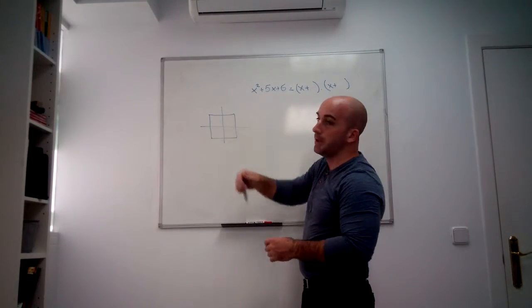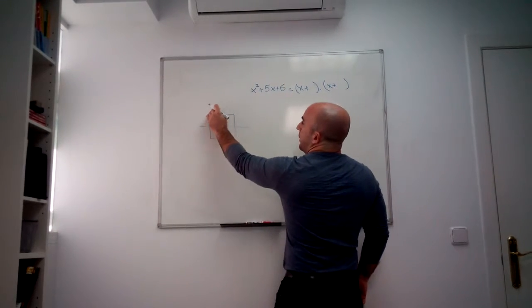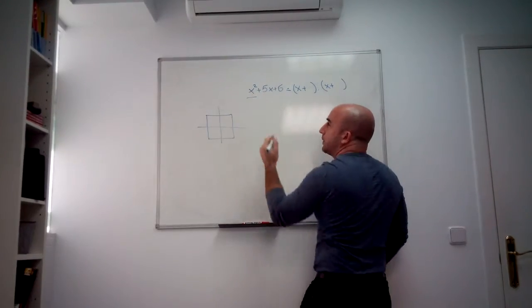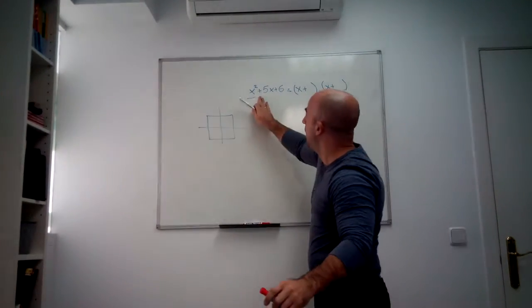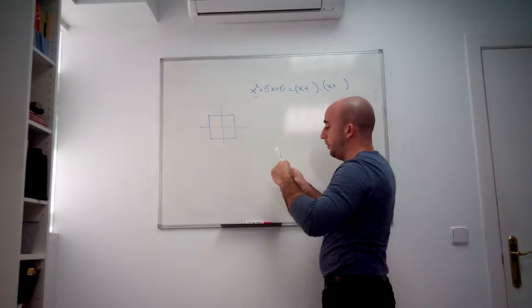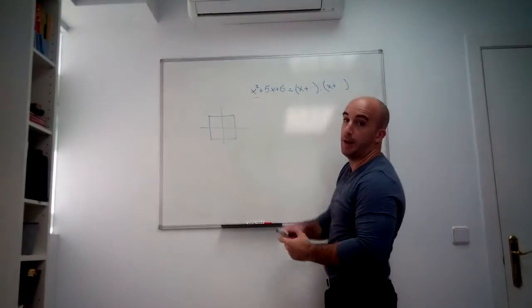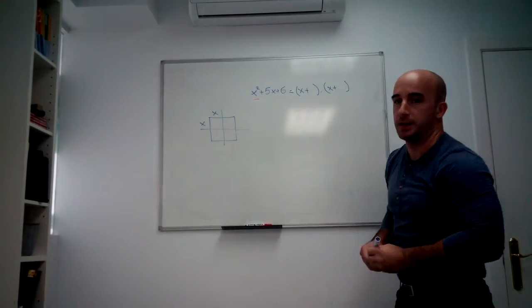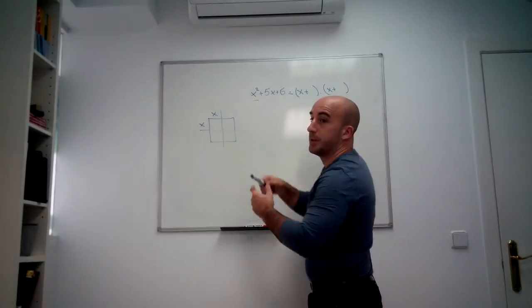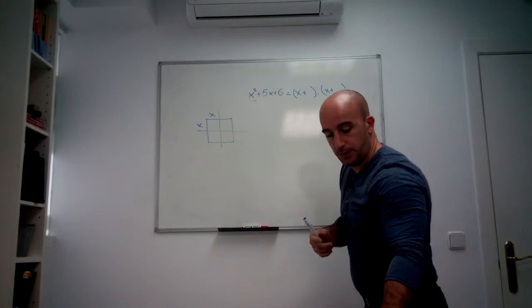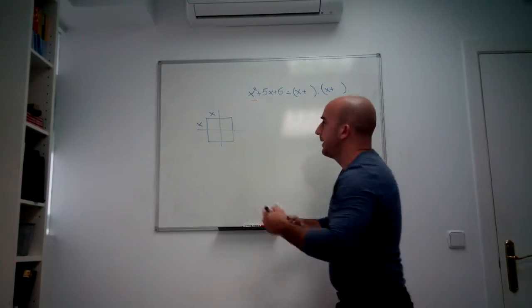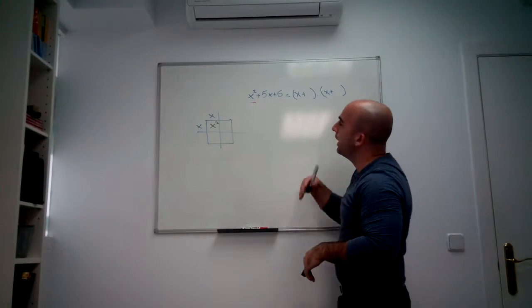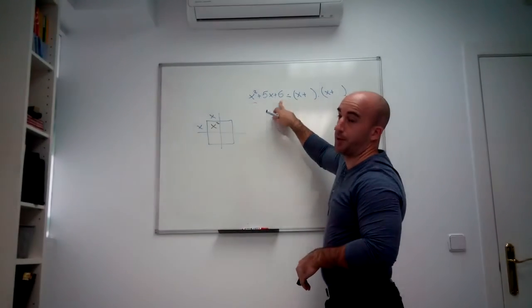So we have a grid here. On this side of the grid, we're going to put the numbers that would result in this first part. So we need to find two expressions that would give x squared. That's easy now. That's why I put this as the first example. That would be x and x. So x times x gives x squared. We get that.